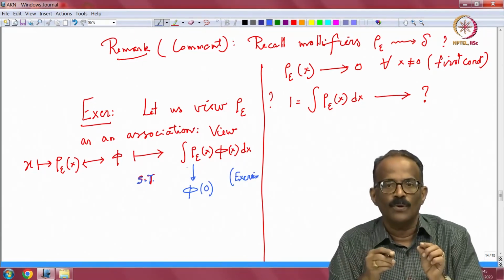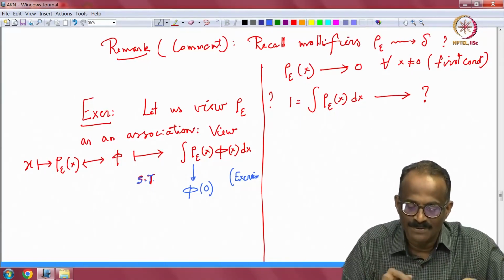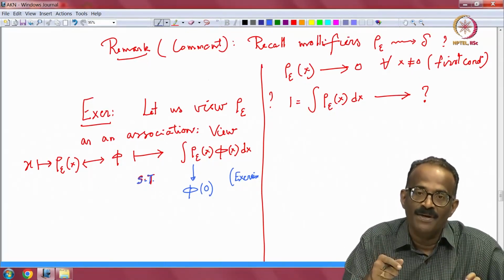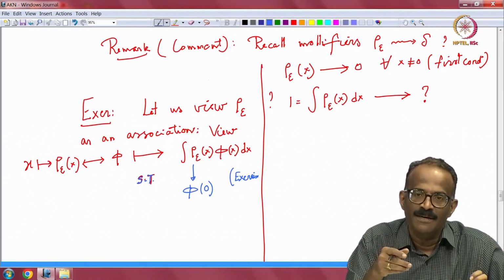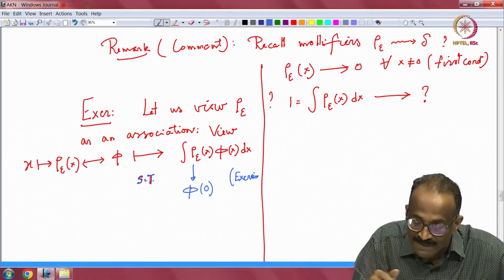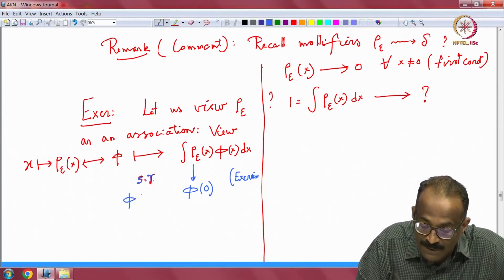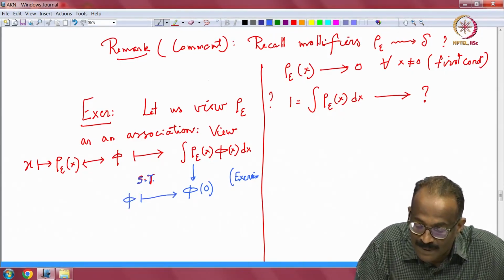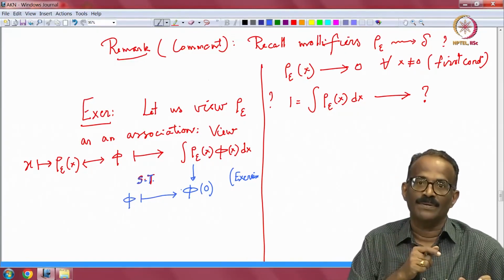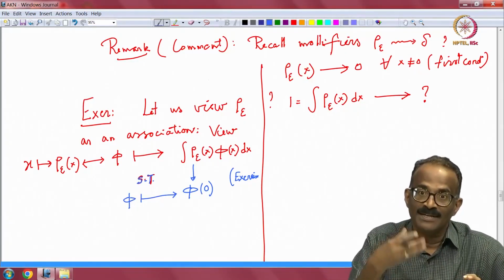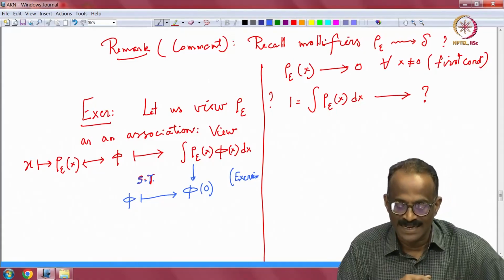You have to work it out. This going to that one. This happens for all phi in C infinity with compact support. So, under this association, at the association level, you are able to pass to the limit exactly what you want to do. Of course, you have to view that integral part, that I will soon tell you something about.